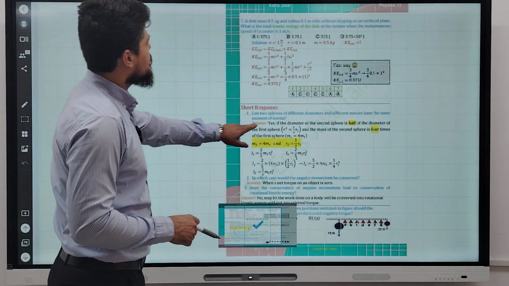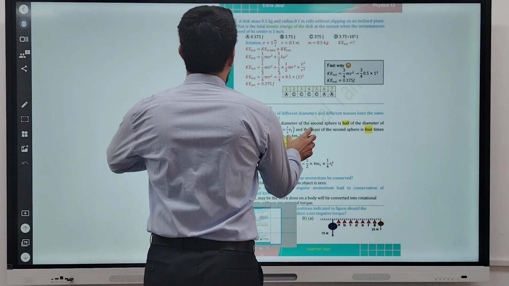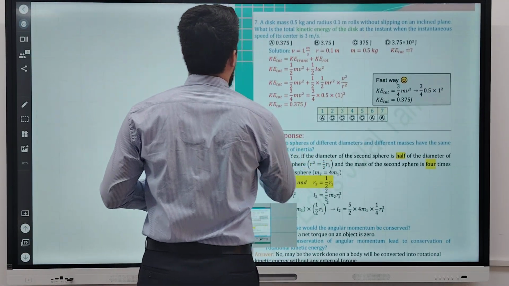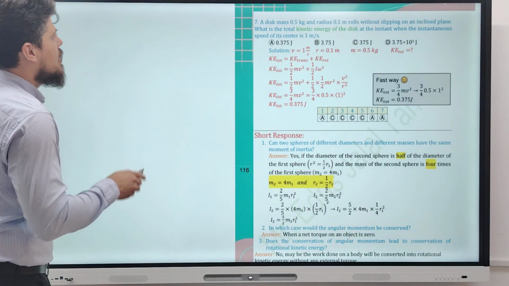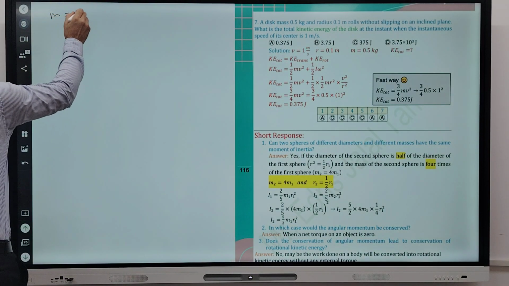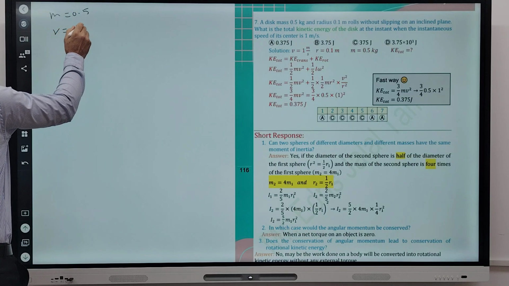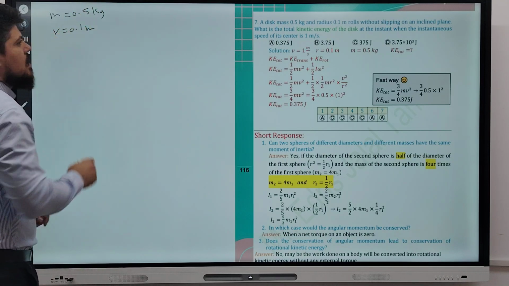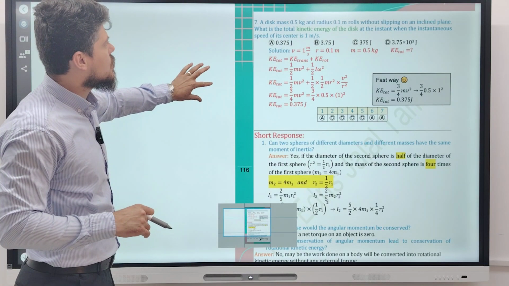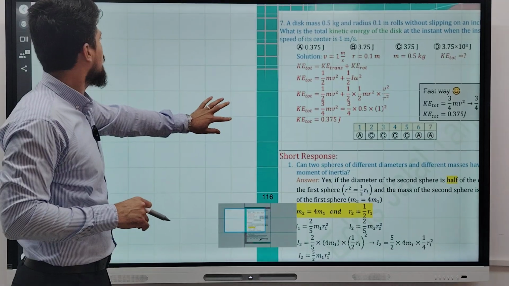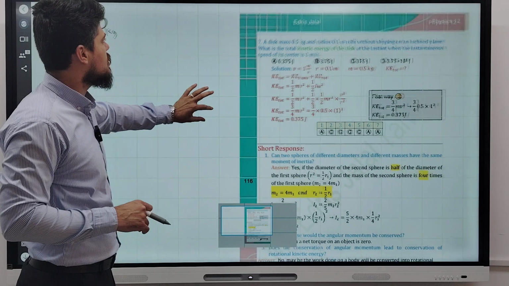Question number 7. A disc of mass 0.5 kilogram and radius 0.1 meter rolls without slipping on an inclined plane. What is the total kinetic energy of the disc? What is unknown? The total kinetic energy of the disc.